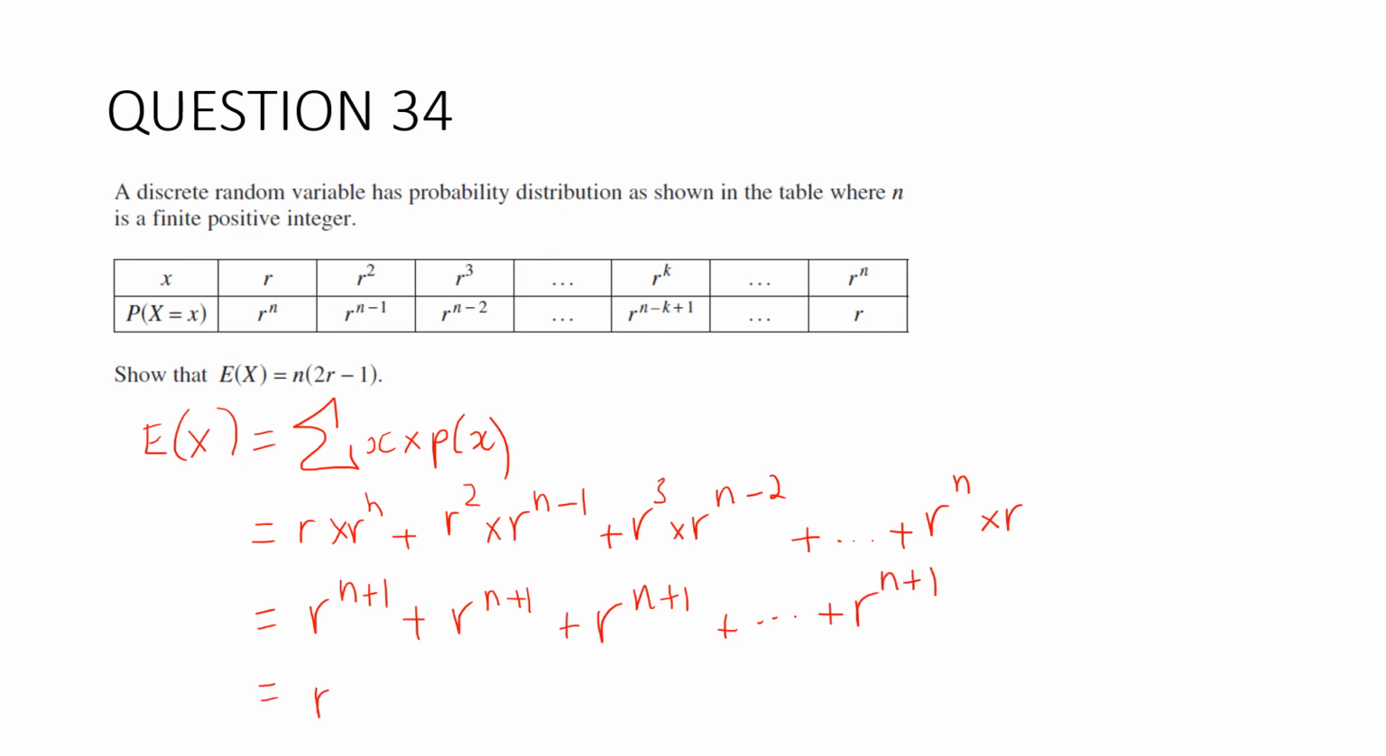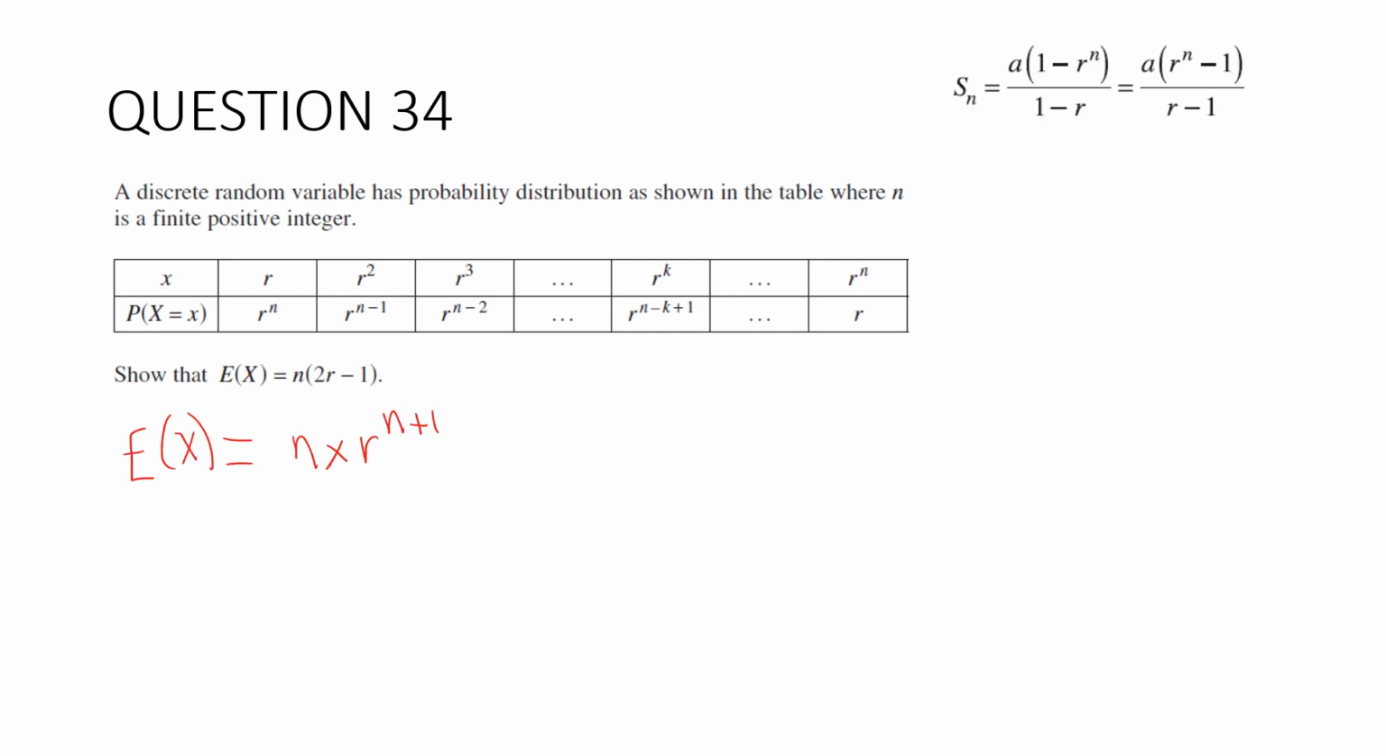And how many of those do we have? You look through here, this is 1 through to n, there are n of them. So I've got r to the n plus 1 times n. And I can see that it's sort of what we want, but not quite. So how do we get there?